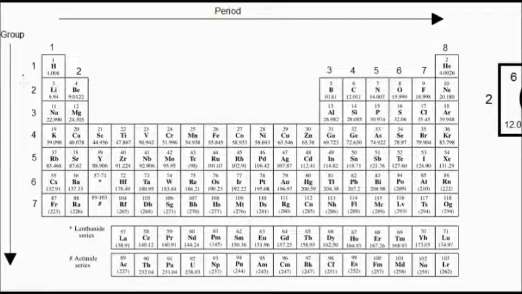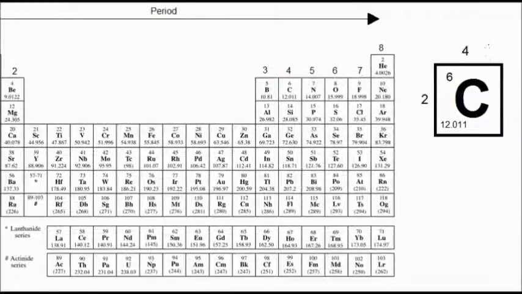So say for lithium, there are going to be 2 electron shells, and on the last shell, it's going to have 1 electron, the outermost shell, which is also called a valence shell, but it's not important now. Okay, for the carbon, we have 4 and 2.